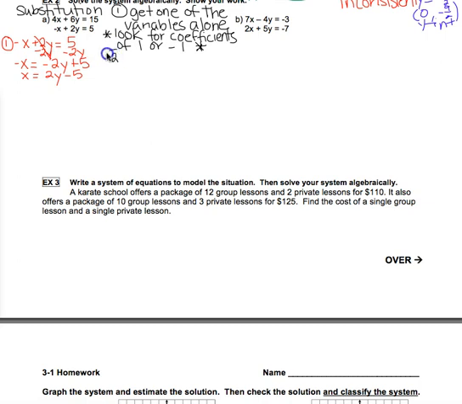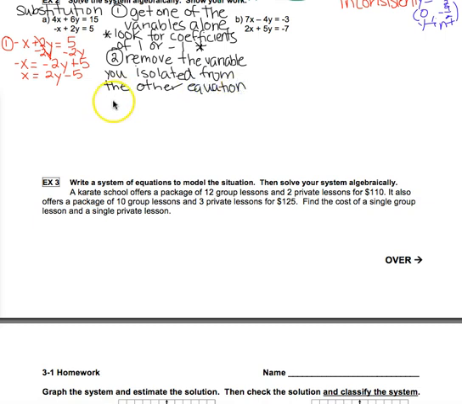So once I have done that, step 2 is to remove the variable you isolated from the other equation, and put the equivalent expression from step 1, so the expression we just got in step 1, in its place. So here's what that means.